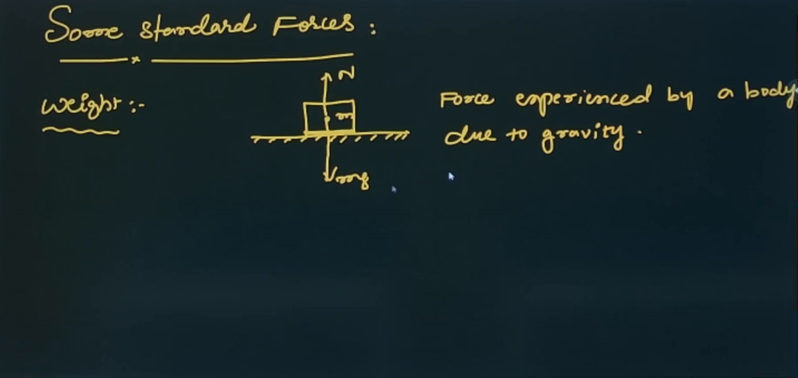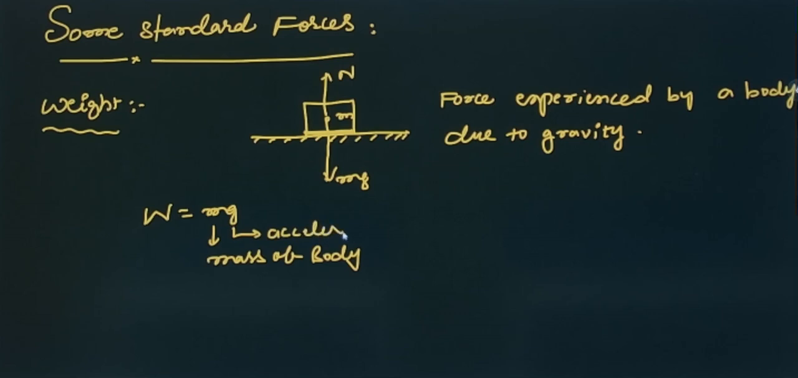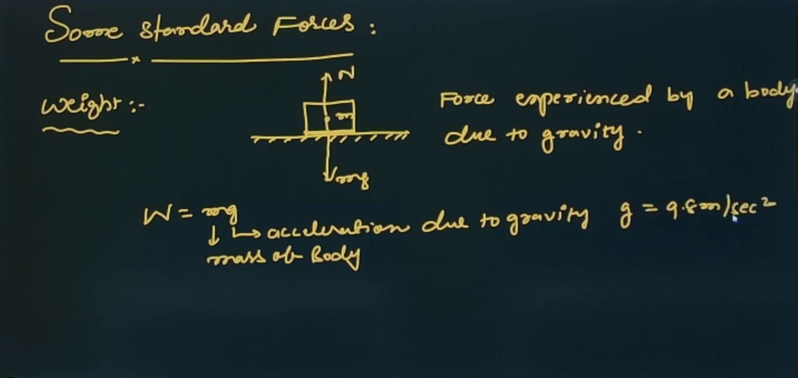So the weight of the body, W is equal to m into g. m stands for the mass of the body and g stands for acceleration due to gravity. The acceleration due to gravity on the earth is 9.8 meter per second square. g is equal to 980 centimeter per second square.